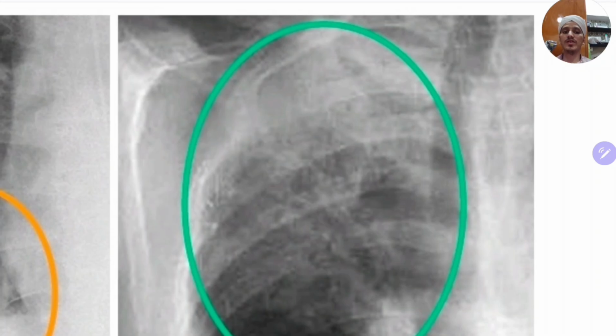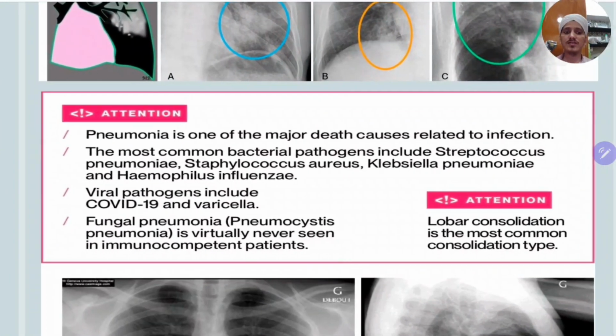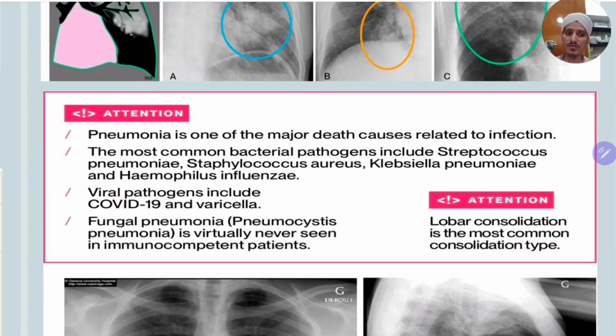Okay, so we have learnt about this one. Pneumonia is one of the major causes of death related to infection. The most common bacterial pathogens include Streptococcus pneumoniae, which causes lobar consolidation, Staph, which causes multifocal pneumonia, Klebsiella pneumoniae, and H. influenzae. Viral pathogens include COVID-19 and varicella, and remember, viral pneumonia is also bronchopneumonia. Fungal pneumonia, such as Pneumocystis pneumonia, is virtually never seen in immunocompetent patients; it is seen in immunocompromised patients like those with HIV. Lobar consolidation is the most common consolidation type.